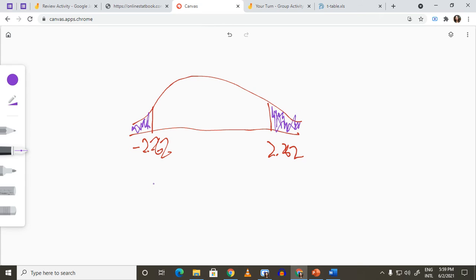Anong ibig sabihin nun? Since we're using the T distribution, ang T, rejection region natin, is T is greater than, ito yung greater than, mas mataas, 2.262, and T is less than or equal to negative 2.262. Less than, to the left ng negative 2.262. Ito naman yun. Okay, we're talking about rejection region, two-tailed.